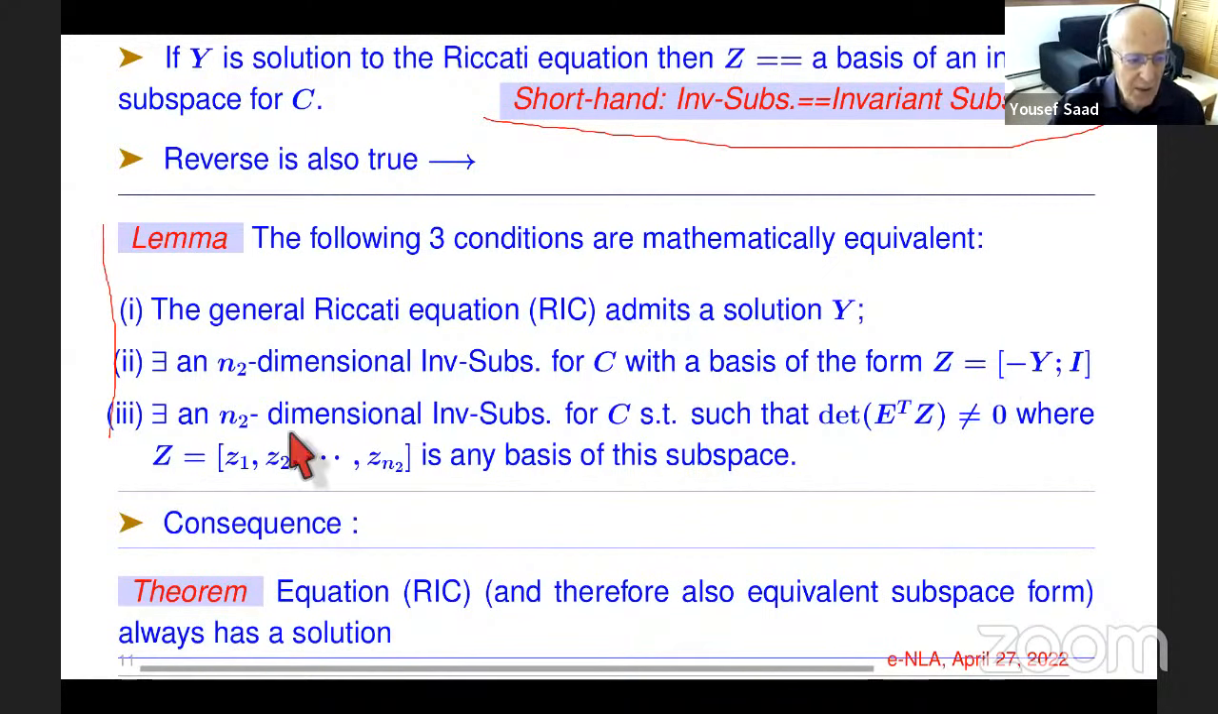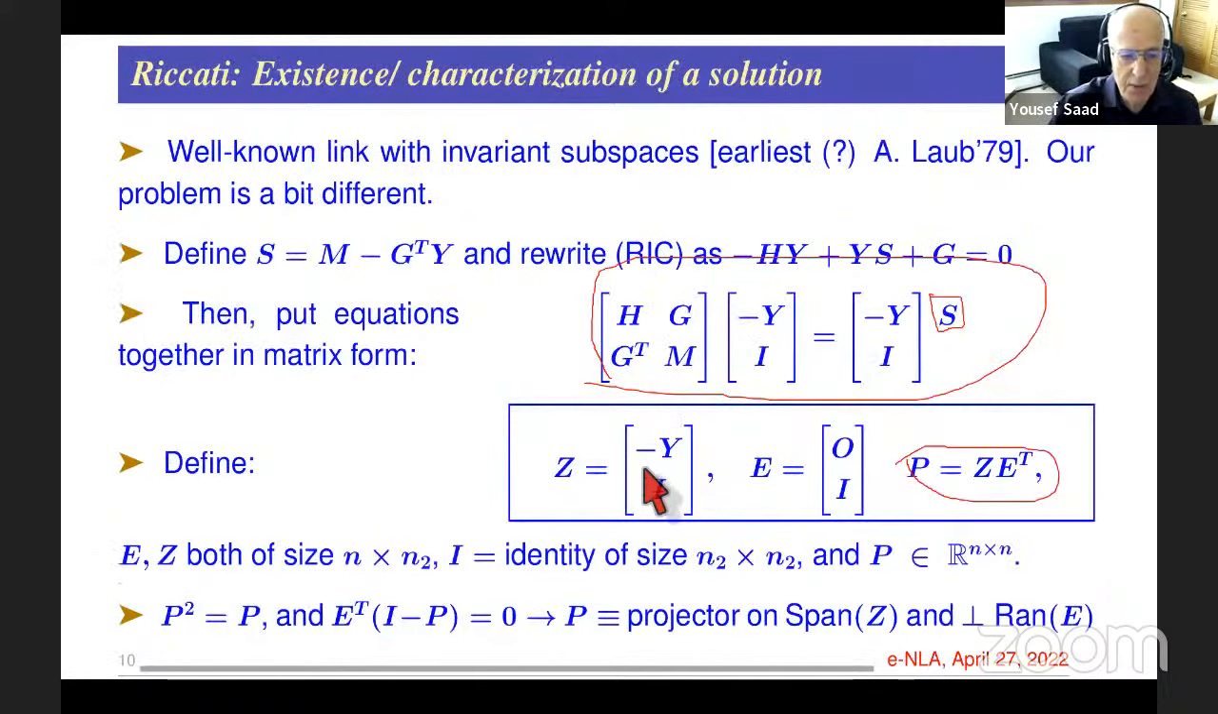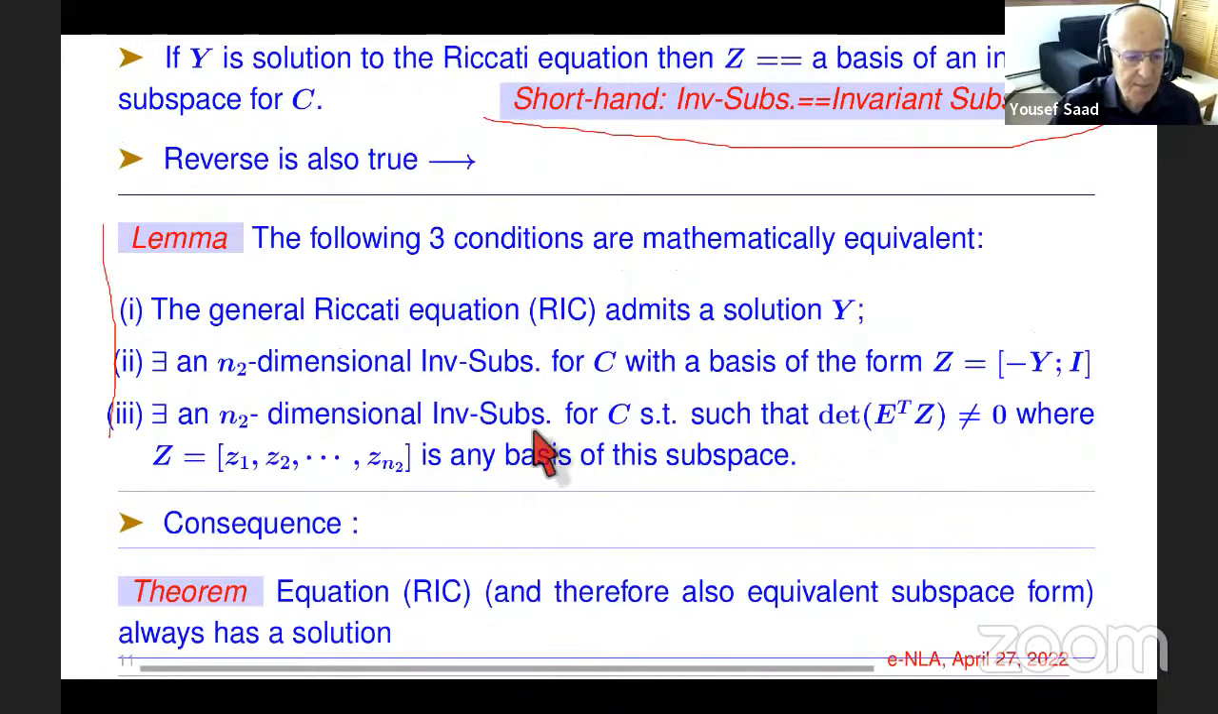Okay, the opposite is also true. So there exists an invariant subspace of C such that the second part here, you can write this as y1, y2 if you like. Okay, and this has to be non-singular, and then you multiply by the inverse to get identity here. That's exactly what this says here.